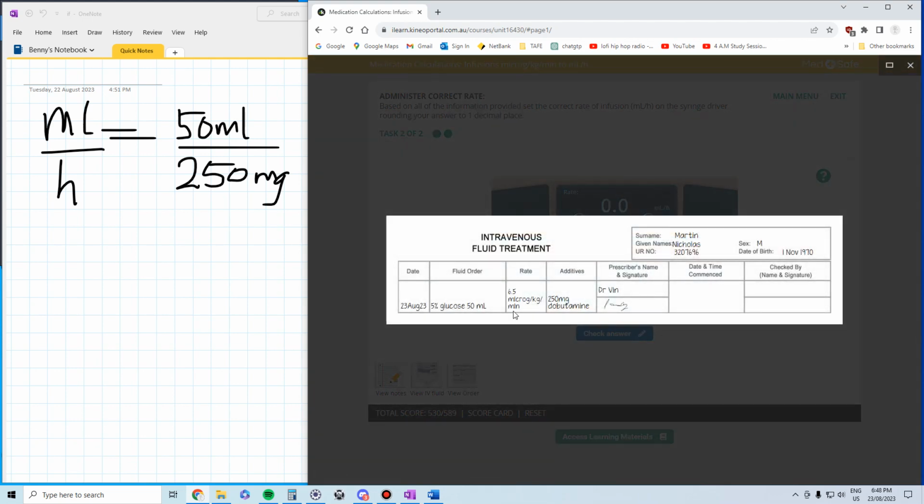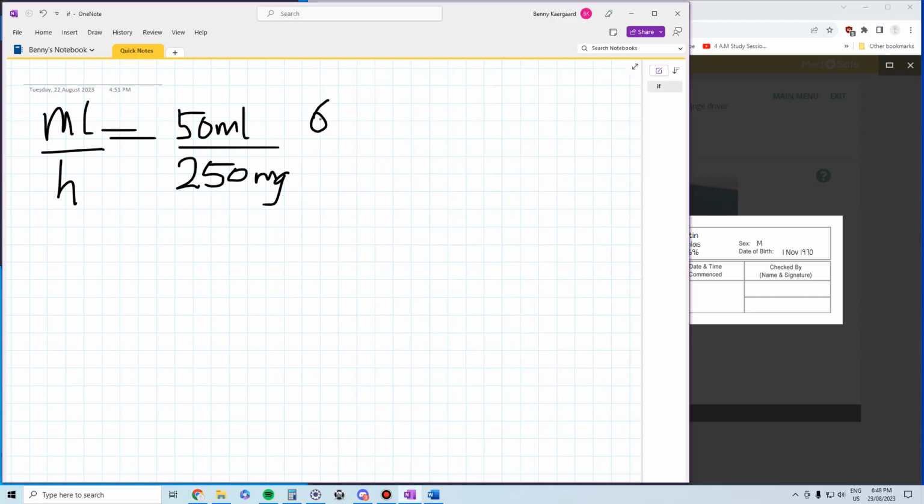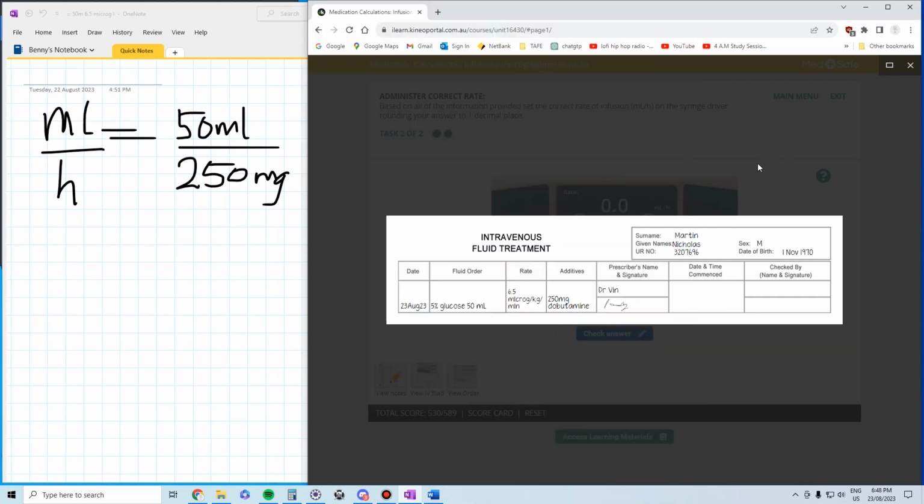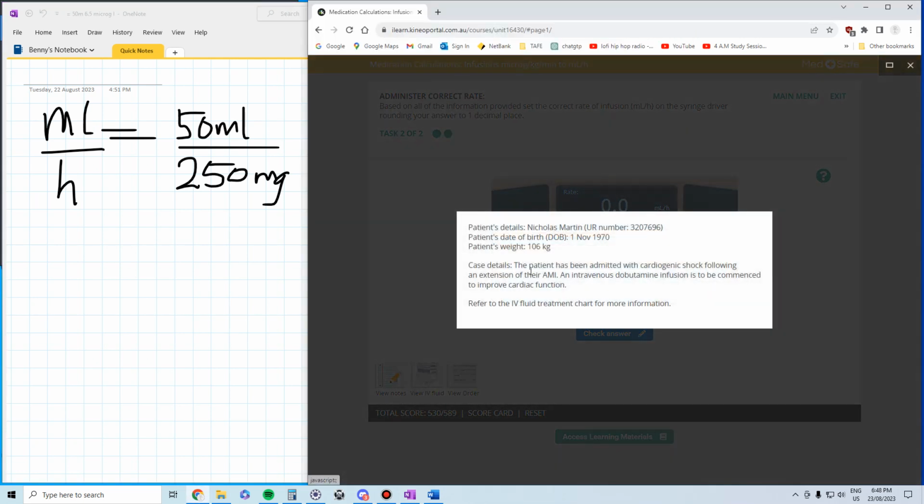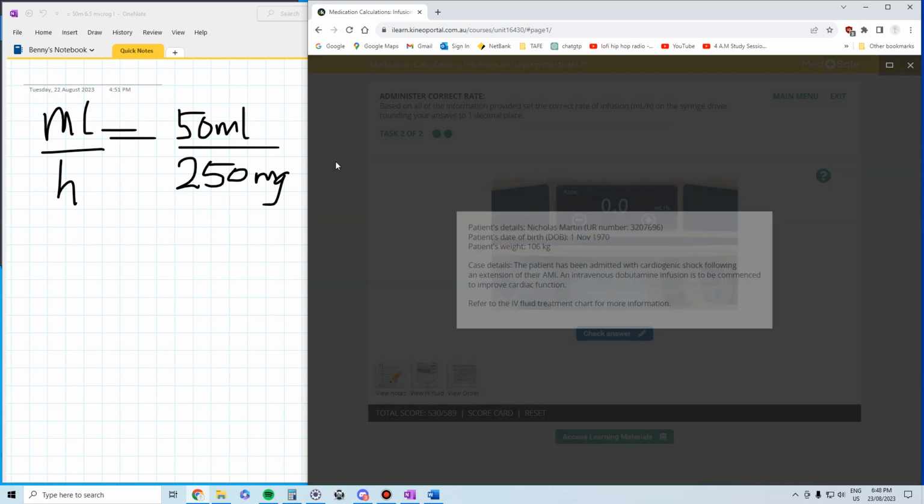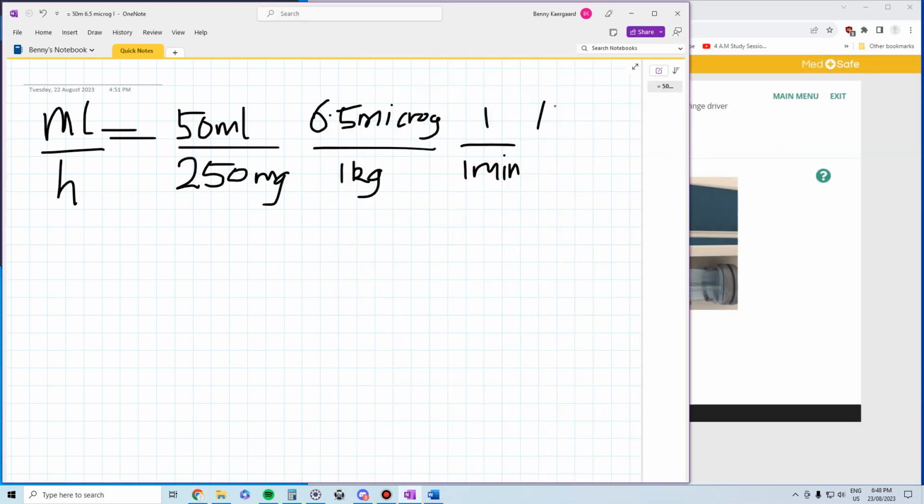We've got 6.5 micrograms per kilo per minute, and this is how we write that. 6.5 micrograms over 1 kilo over 1 minute. Okay, what else do we have? Their weight is 106 kilos. We'll put that up here.